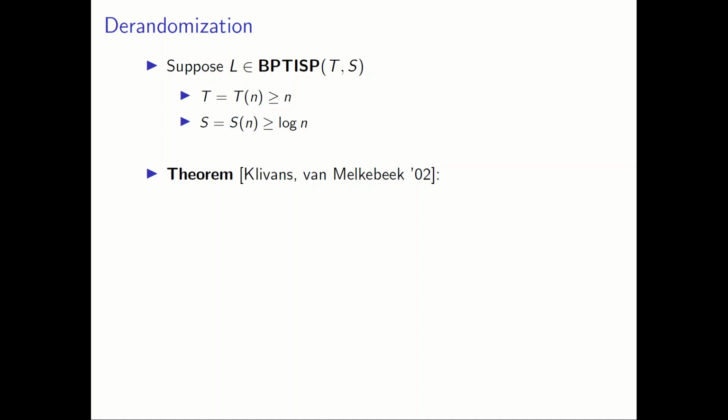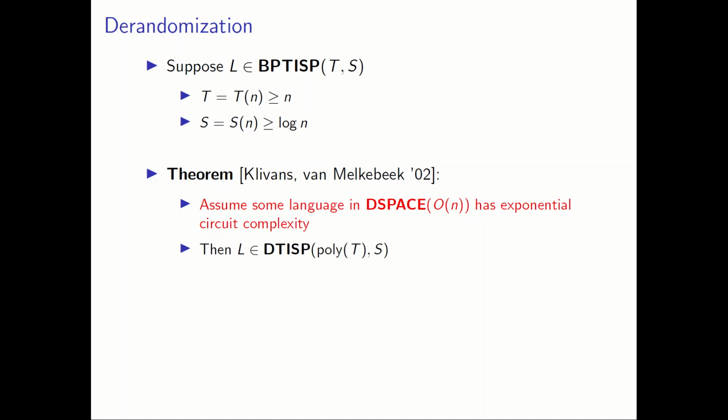One answer to this question is given by Cyrus and Van Melkebeek, following a long line of work, which says: if you're willing to assume circuit lower bounds, let's say that linear space has exponential circuit complexity, then there's a deterministic algorithm for this language that's about as efficient as the randomized algorithm we started with. In the process of de-randomizing, you only pay a polynomial factor in running time, and a constant factor in space complexity.